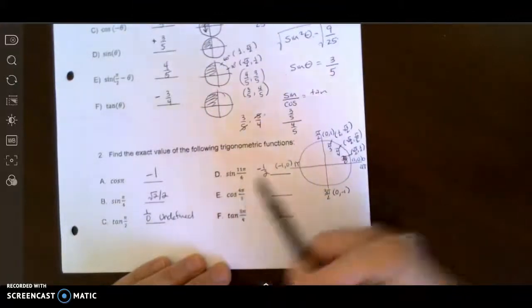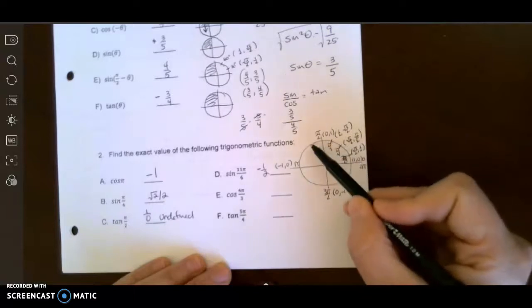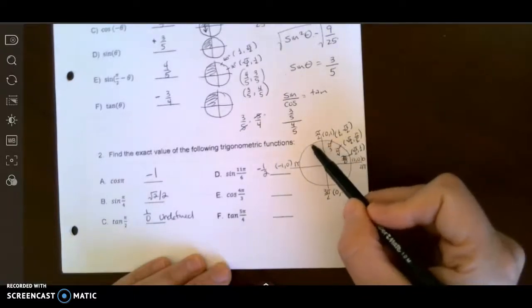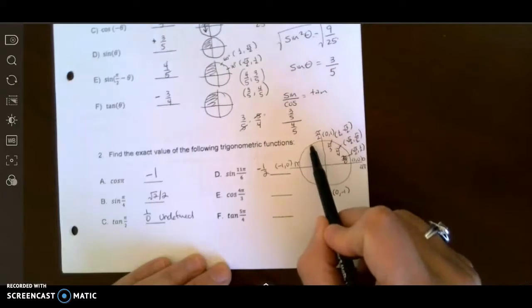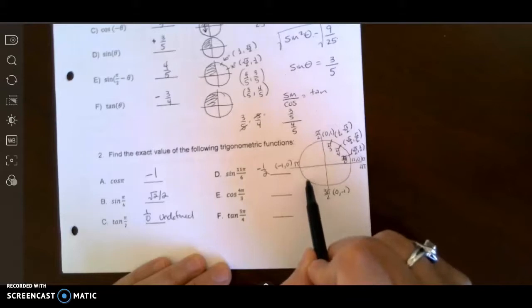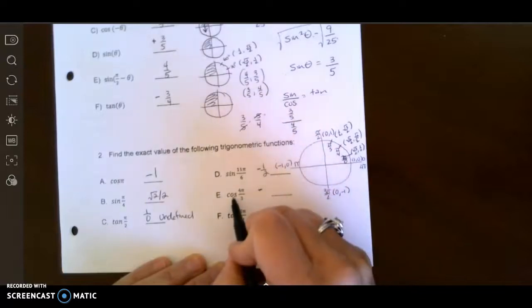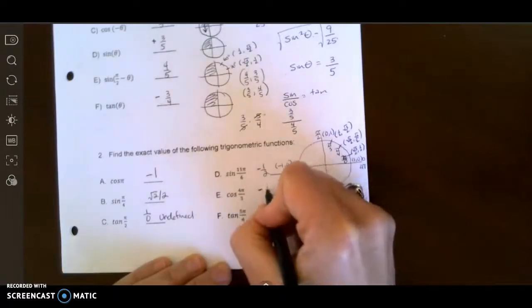Cosine of 4 pi over 3. I know that this right here is pi over 3. The one next to it over in this quadrant would be the other 2 pi over 3. 2/3 and 1/3 would add up to 1, so this would be my 2 pi over 3. Down here would be my 4 pi over 3. And everything, well, sine and cosine in this quadrant are both negative, so I know it's negative. And cosine is the x-coordinate, so -1/2.